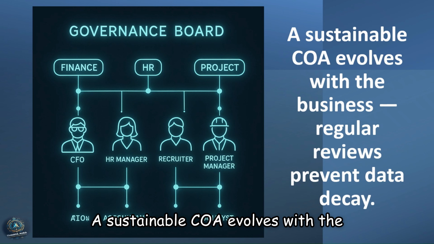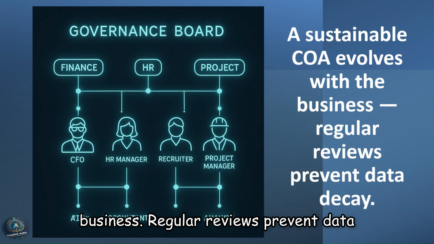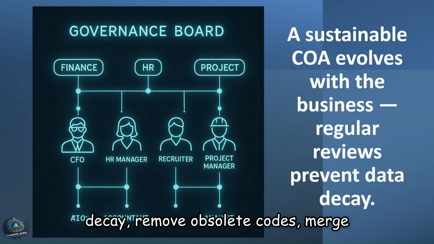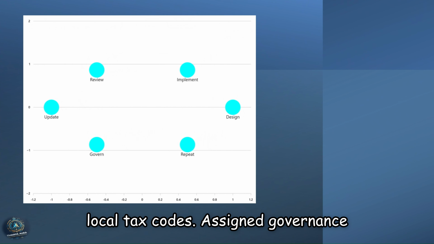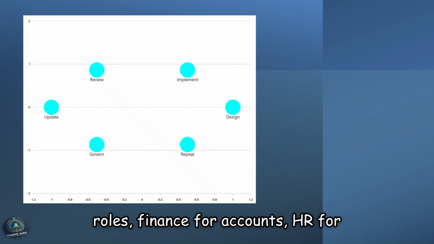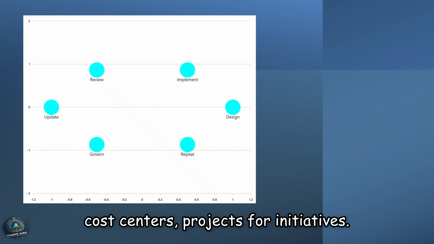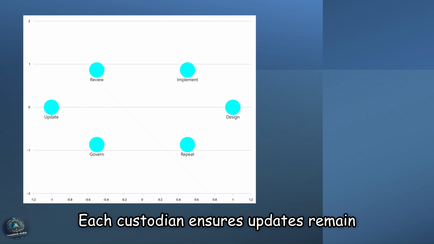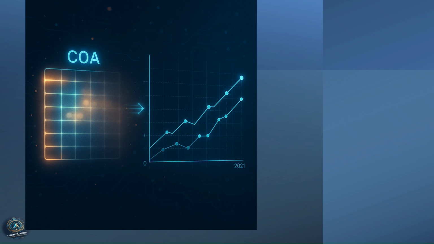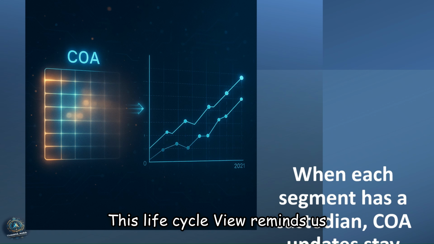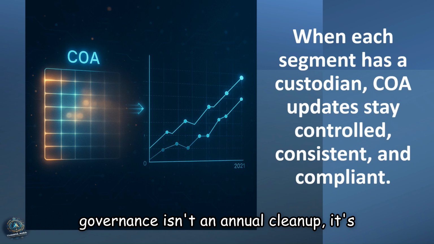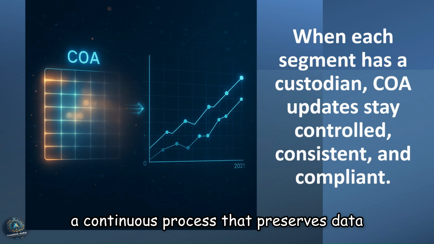A sustainable COA evolves with the business. Regular reviews prevent data decay. Remove obsolete codes, merge duplicates, align with IFRS, GAAP, and local tax codes. Assign governance roles, finance for accounts, HR for cost centers, projects for initiatives. Each custodian ensures updates remain controlled and consistent. This life cycle view reminds us governance isn't an annual cleanup. It's a continuous process that preserves data quality.